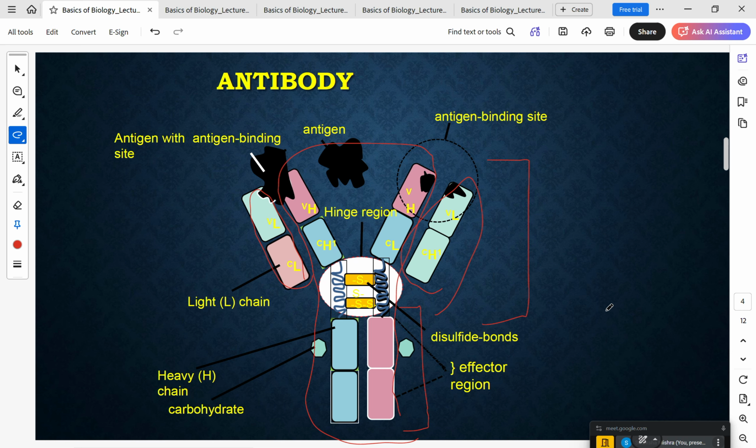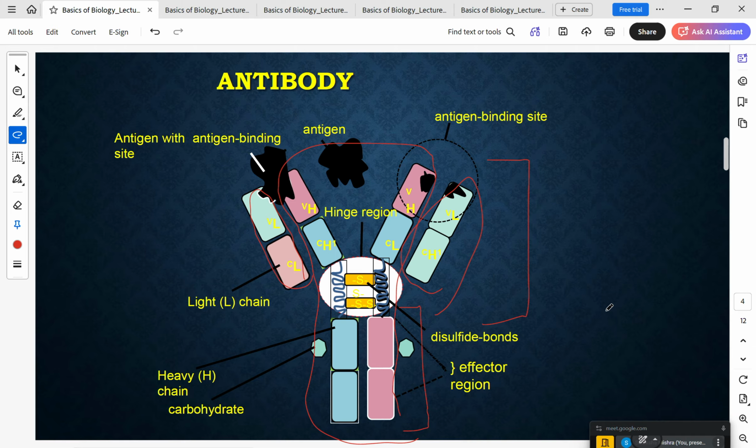Okay, ma'am. The division is not very clear. There is a lot of crosstalk that happens between humoral and cell mediated immunity, so maybe because of that. But you can drop a mail just to be clear. Okay.